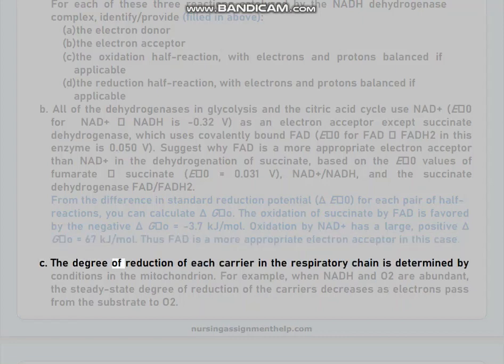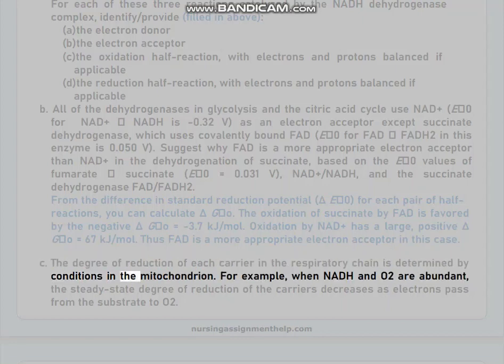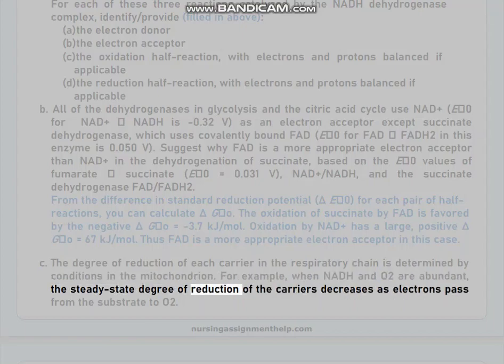C. The degree of reduction of each carrier in the respiratory chain is determined by conditions in the mitochondrion. For example, when NADH and O2 are abundant, the steady-state degree of reduction of the carriers decreases as electrons pass from the substrate to O2.